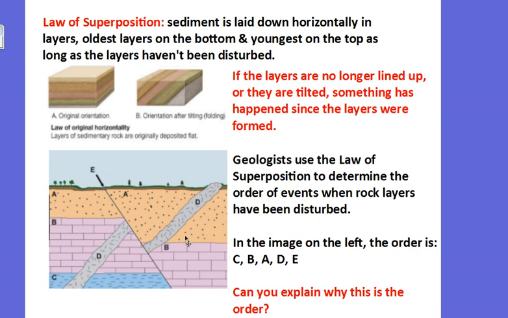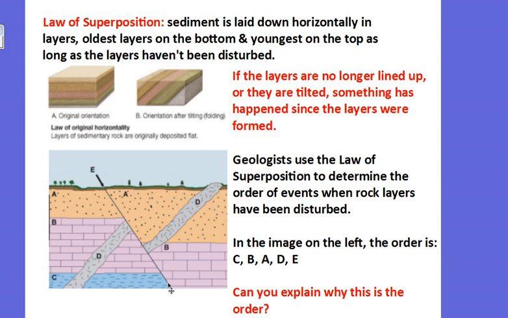So in this image, what happened first was layer C formed, then layer B, then layer A, then D here, which is an igneous intrusion, so magma rose up from a vault of magma, okay, and it rose up towards the surface, and then lastly happened this fault. E is a crack caused by an earthquake.